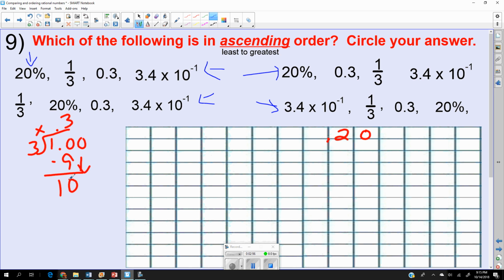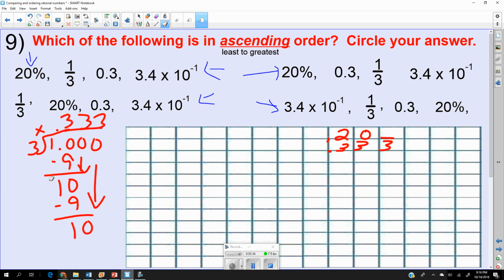3 goes into 10 3 times. 3 times 3 is 9. 10 minus 9 is 1. Add the 0, bring it down. 3 goes into 10 3 times. Okay, we can go on forever, can't we? So we're just going to write 0.333, and we can keep going with those threes if we want to. But let's just leave it at that right now. Just remember, if you need to keep going, let's put a line over this so we know that if we have to add more digits, we can keep adding threes.